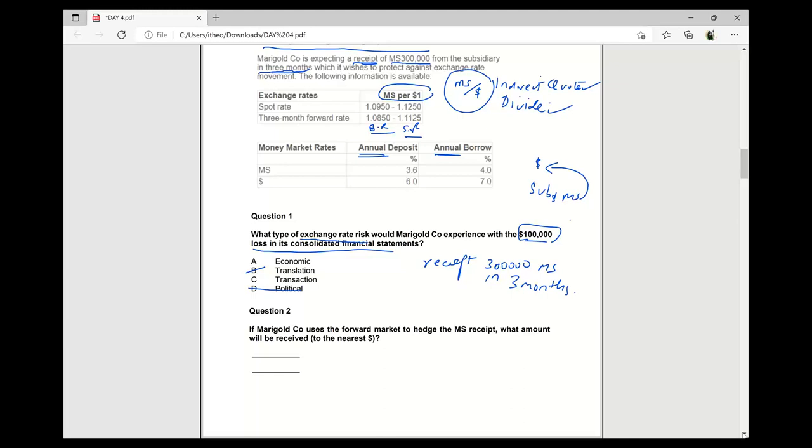And for example, if it was a payment of 300,000, when does payment come? When you buy something. It's on buying. It's a transaction risk. However, if it says we are facing risk on receipt as well as payment, then it's economic risk. But this 100,000 was lost just because of financial statements conversion.